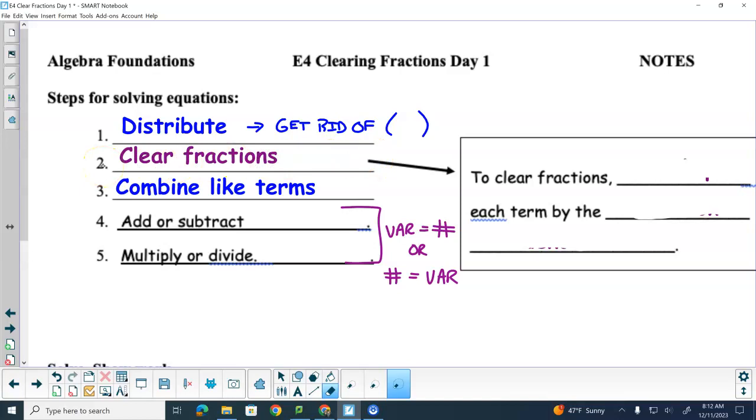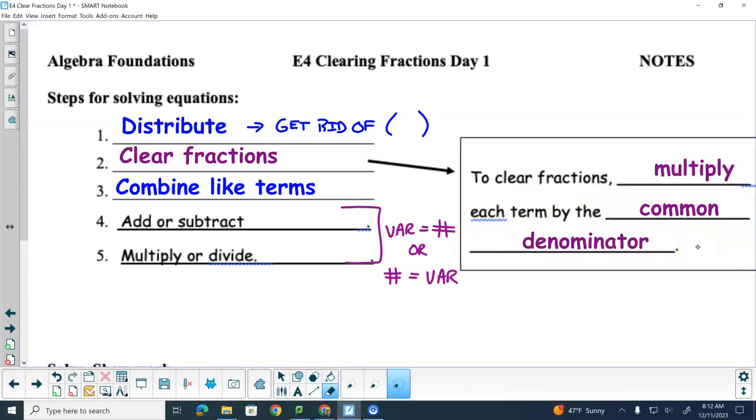Now again, this means that we're just clearing the fractions so that the problem is easier for us to work with. This doesn't mean that in the end we can't get fractions as our answer. This just makes it easier for us. And how we're going to go about clearing fractions is we are going to multiply every single term in our equation by the common denominator.